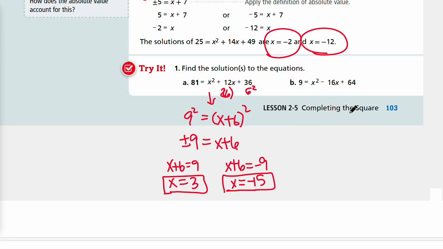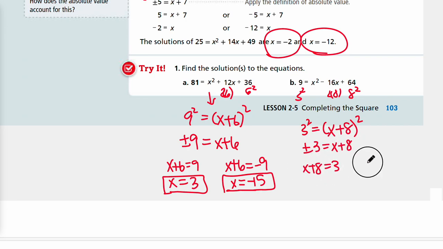So in the same way, b is also a perfect square trinomial, 8 squared and 2 times 8, right? And 9 is also a perfect square. So you're going to rewrite this as 3 squared equals x plus 8, if you factor them out, squared. And so you will have plus or minus 3 is equal to x plus 8. x plus 8 could be positive 3 or x plus 8 could be negative 3. That means 8. Oh, wait, sorry. That is negative 16. So that means it's negative 8.